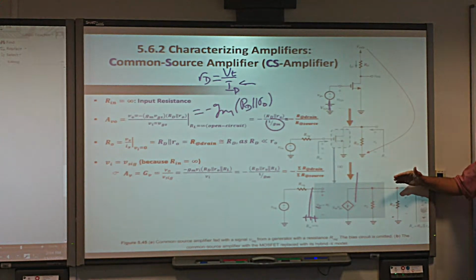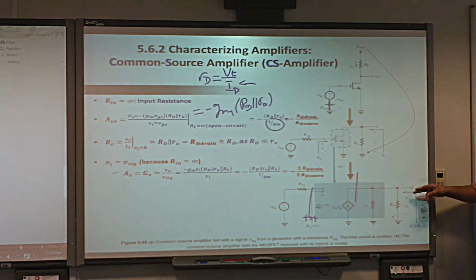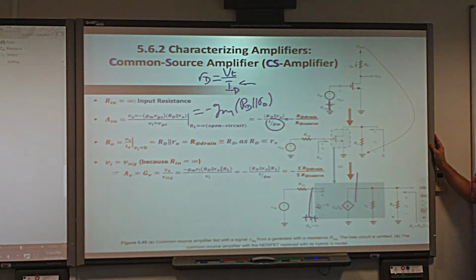So the output resistance is what? These two in parallel, yes or no? Make sense? Because if I divide this voltage by the current that I will send, I will find these two in parallel. That's it. I know that. Clear? Yes.